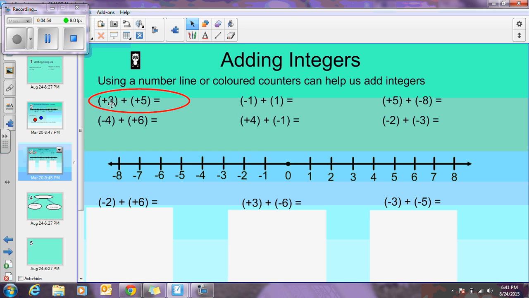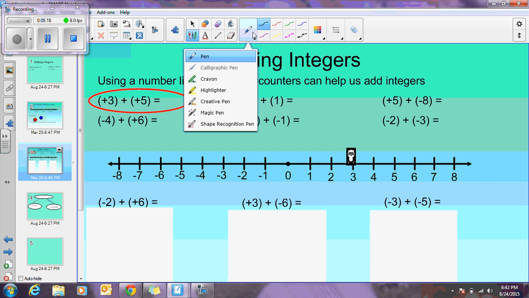So we're looking at taking +3 and adding +5. Well, I'm going to start my panda at the first number, positive 3. That's over here. And I'm going to move it 5 spaces. It's saying that it's positive, so we're going to go the positive way. This is the positive way. I'll make a little mark.